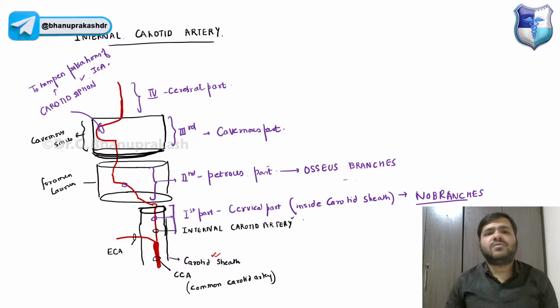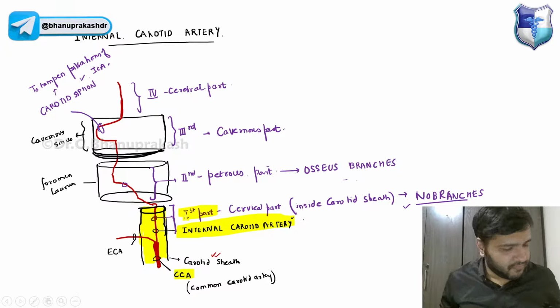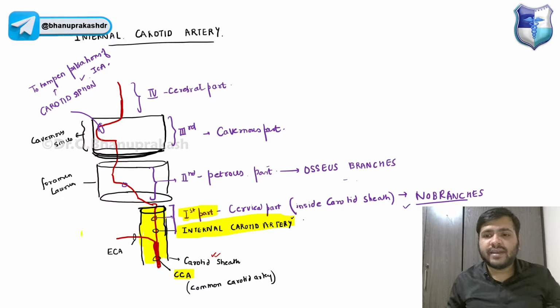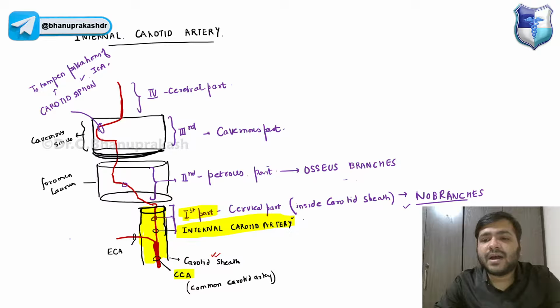So if we talk about the branches, guys, I've already told you, the first part has no branches since it is inside the carotid sheath. You already know this is the carotid sheath, which is covering the common carotid and the internal carotid artery. So the first part will obviously have no branches, right? Branches will come from the external carotid because it is not in the carotid sheath. But the second part, guys, gives bony branches to the surrounding bones, right?